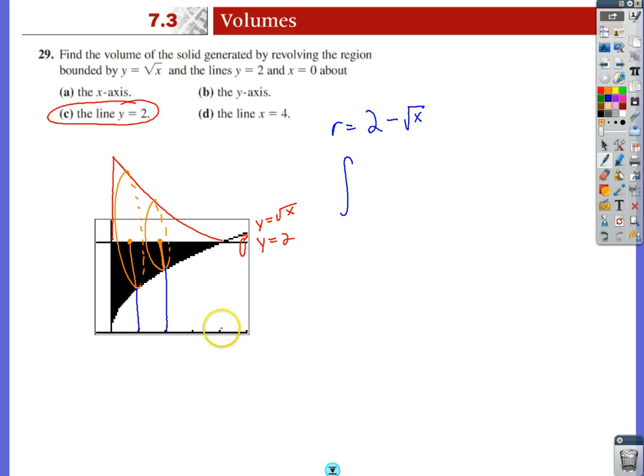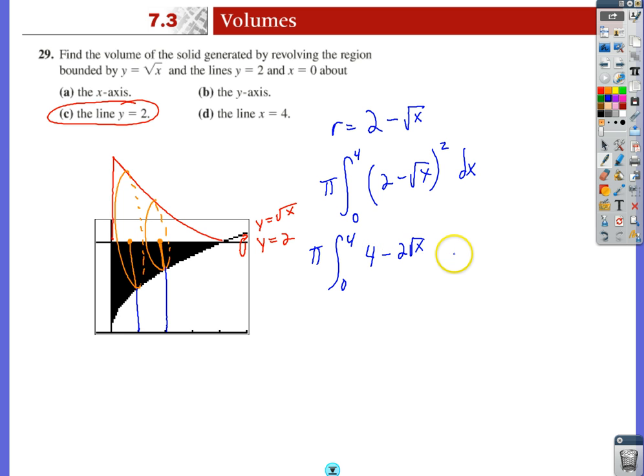So again, this is going to be from 0 to 4. And pi radius squared, 2 minus square root of x squared dx. And you'd be like, whoa. Okay, so we're going to quickly go ahead and not factor, but FOIL this out. Pi, 0 to 4, 4 minus 2 square roots of x plus x dx.